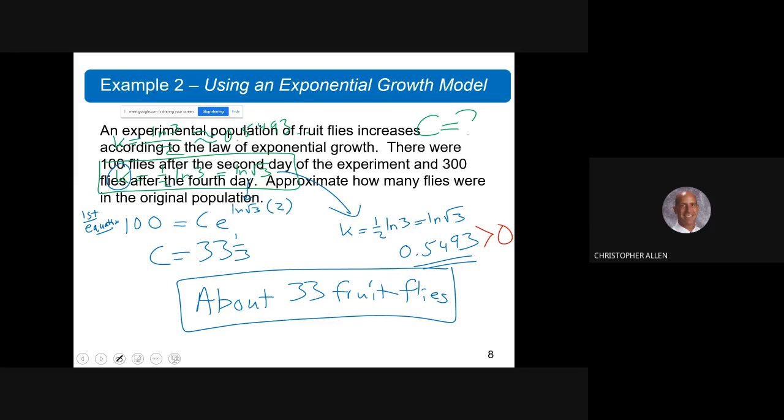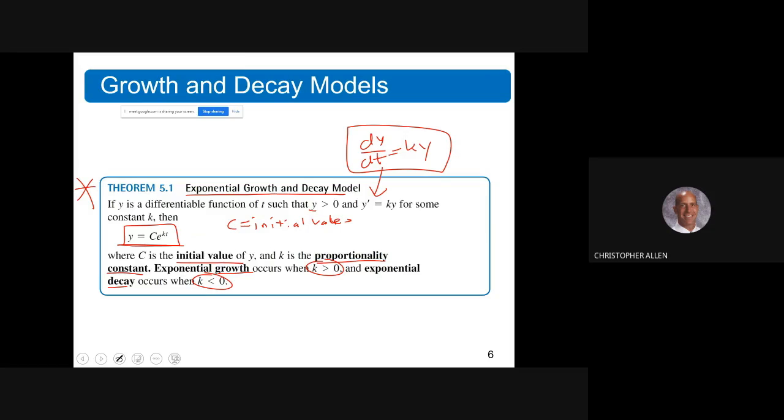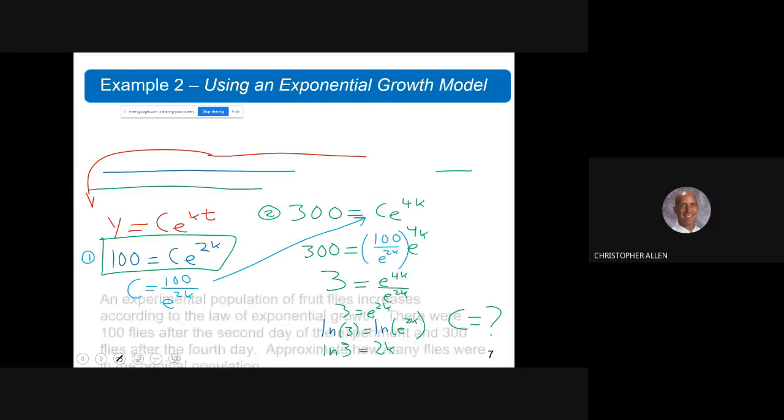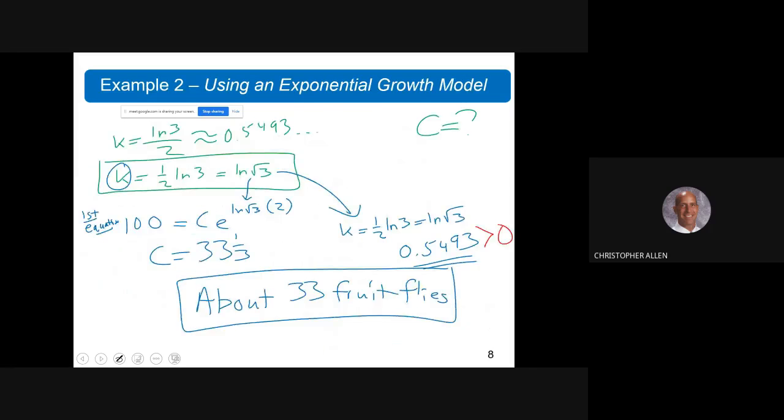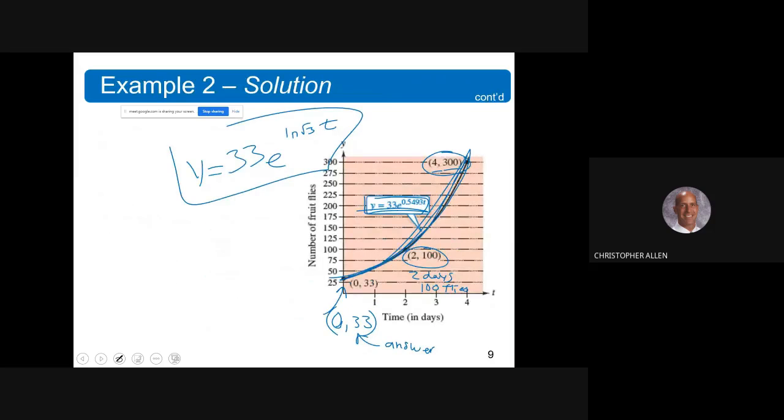And since it's greater than 0, that tells us that this is an exponential growth, which makes sense. Fruit flies grow exponentially. If you leave them alone, they're going to multiply very quickly and grow out of control. It's kind of gross if you don't like flies. You do like flies, and that's great.